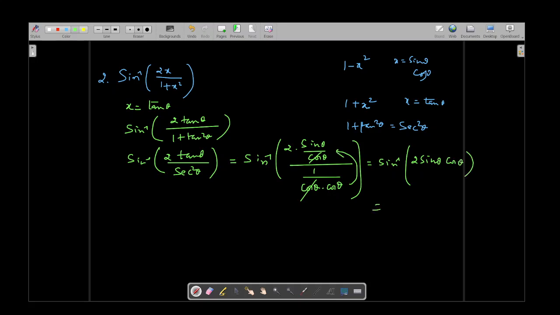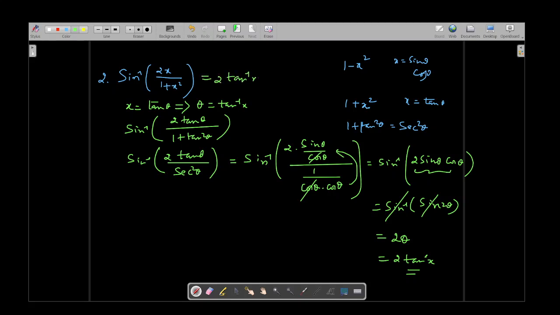theta. So this is sine inverse of 2 sine theta cos theta, which is sine 2 theta. Sine inverse and sine I can cancel. So this is equal to 2 theta. So what is 2 theta? From here I can write theta is equal to tan inverse of x. So this is actually 2 tan inverse of x. So this formula is equal to 2 tan inverse of x. Let us prove a few more formulas.